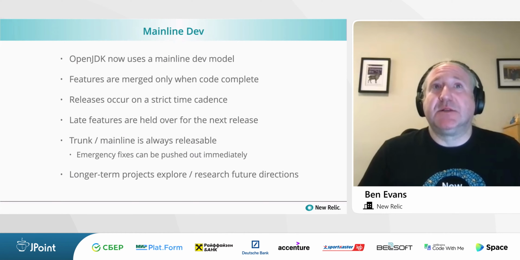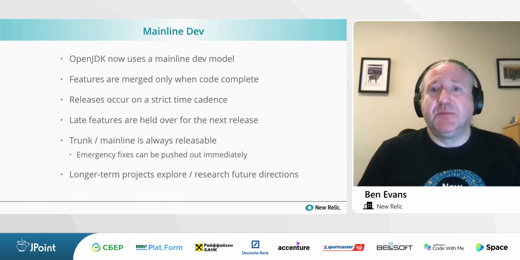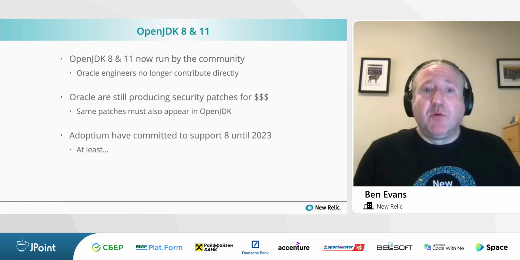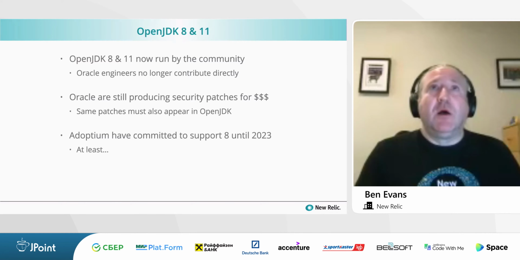So that's a real benefit of the current model, is that you can do these emergency releases if you have to. I think we've had 2 so far in the last 3 years, which has been quite interesting. Of course, what this also means is people ask about OpenJDK 8 and 11.